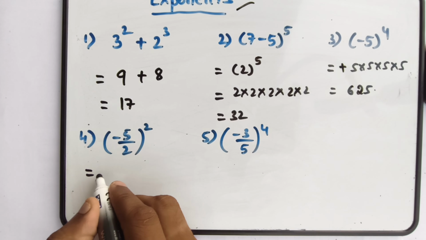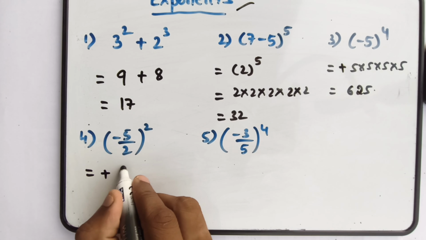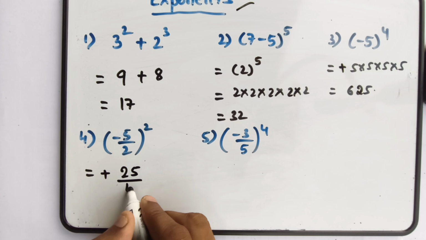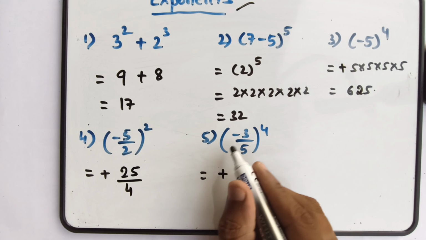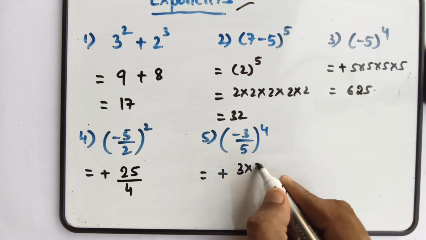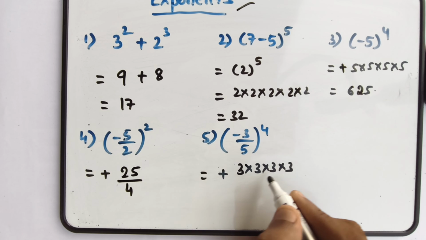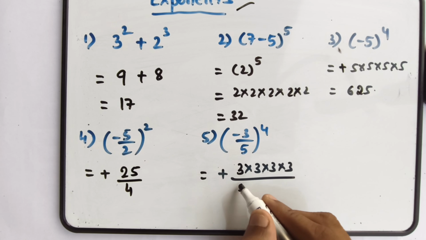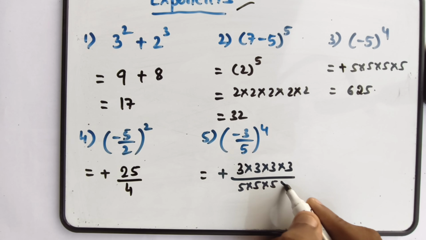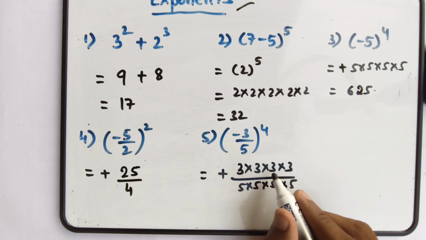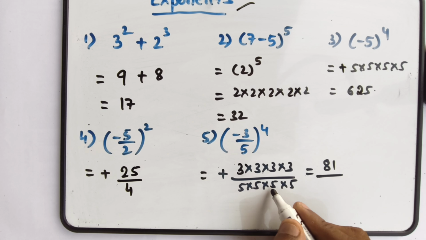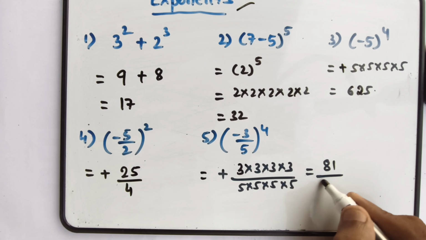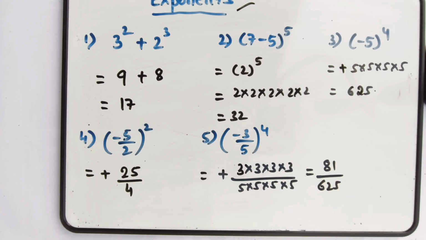What is the value of (minus 5 by 2) whole square? Minus to the power even number is plus always. 5 square is 25, 2 square is 4. Minus to the power 4, that is plus 4. 3 to the power 4 is 81. 3 into 3 into 3 into 3 divided by 5 into 5 into 5 into 5. 3 to the power 4 is equal to 81, and 5 to the power 4 is 625. When I multiply 5 four times, it becomes 625.